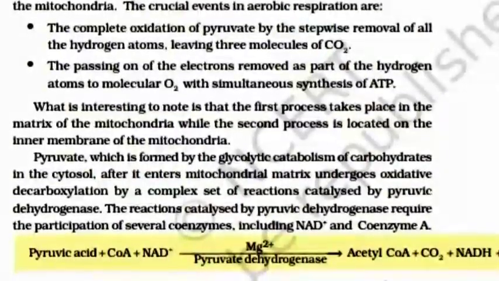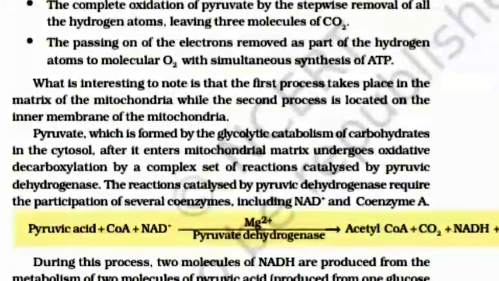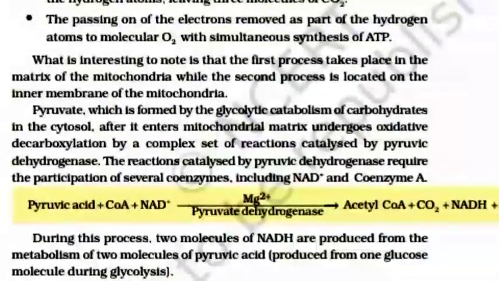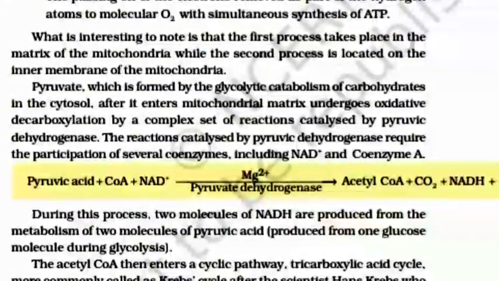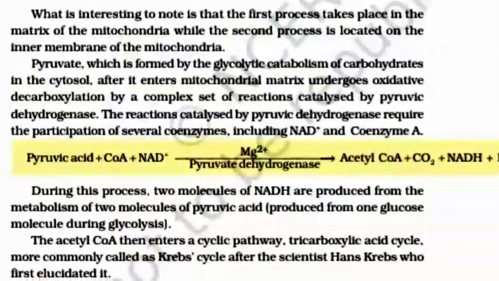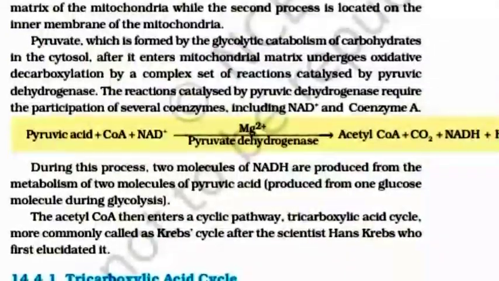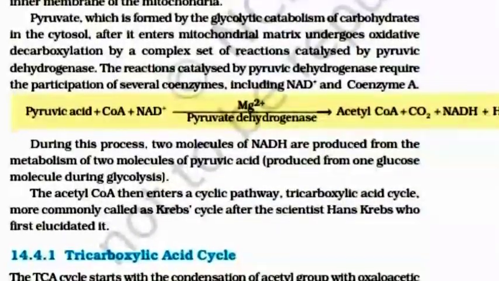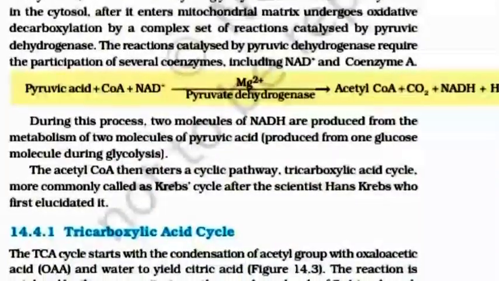Pyruvate, which is formed by the catabolism of carbohydrates in the cytosol, after it enters the mitochondrial matrix, undergoes oxidative decarboxylation by a complex set of reactions catalyzed by pyruvic dehydrogenase. The reaction requires the participation of several coenzymes, including NAD ion and coenzyme A. Pyruvic acid plus coenzyme A plus NAD ion, with magnesium and pyruvate dehydrogenase enzyme, gives acetyl coenzyme A plus carbon dioxide plus NADH plus H ion. During this process, two molecules of NADH are produced from the metabolism of two molecules of pyruvic acid produced from one glucose molecule during glycolysis.